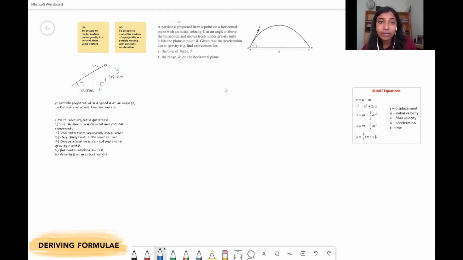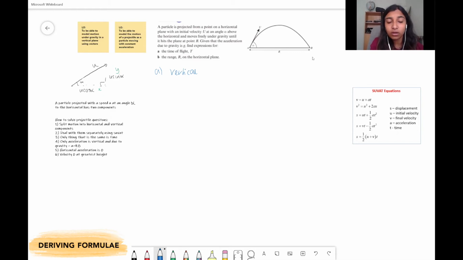So if we have a particle projected from a point on a horizontal plane with an initial velocity u at an angle alpha above the horizontal, and it moves freely under gravity until it hits the plane at point B, given that the acceleration due to gravity is g, we want to find expressions for A, the time of the flight. So for part A, we just want to deal with our vertical components. The total time of the flight is when your total displacement is going to be equal to 0. So it's going to go all the way up and then all the way down.